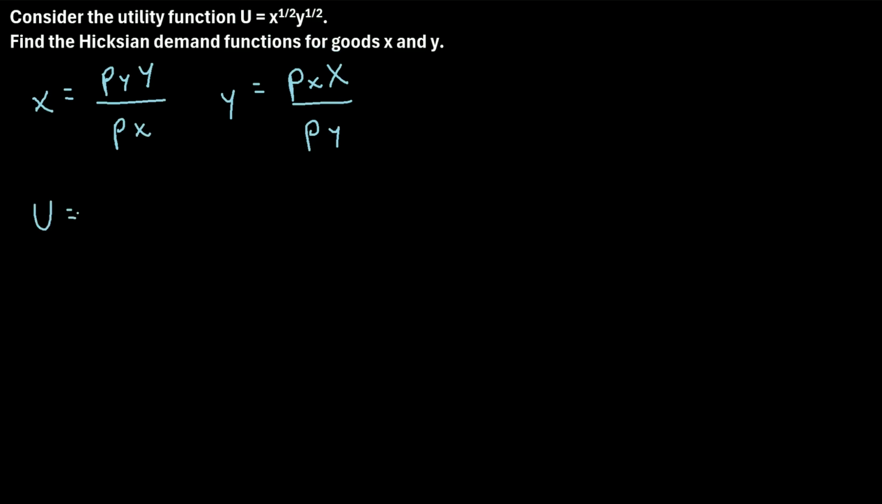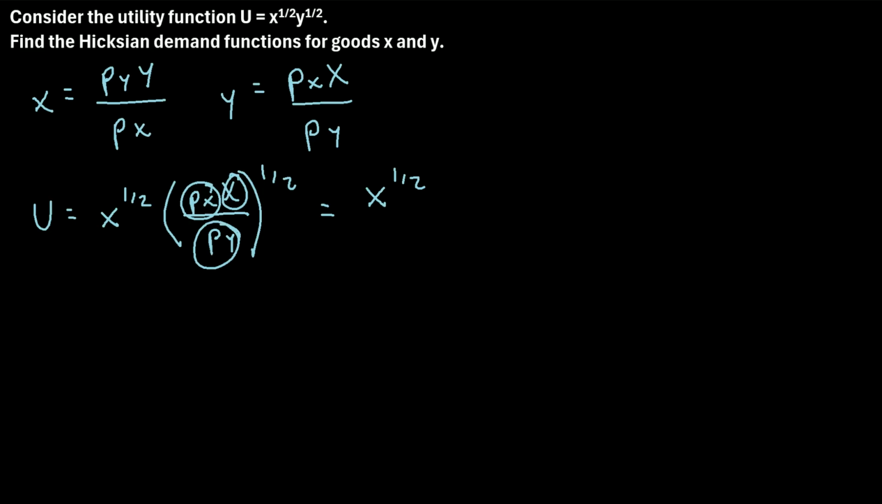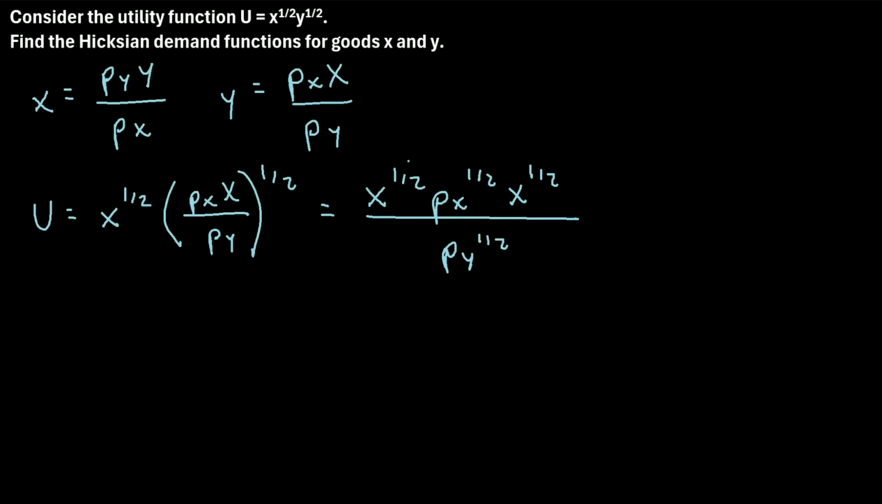So we get u is equal to x to the 1/2 times, for y, we're plugging in price of x times x divided by the price of y, and that's all raised to the 1/2 power. If we simplify a little bit, we'll get x to the 1/2 times, we're going to take all of these individual elements and raise them to the 1/2 power. So we end up with the price of x to the 1/2 times x to the 1/2 divided by the price of y to the 1/2. If we combine these two terms, we'll just get x to the first power. So we'll find that u is equal to x times the price of x to the 1/2 divided by the price of y to the 1/2.